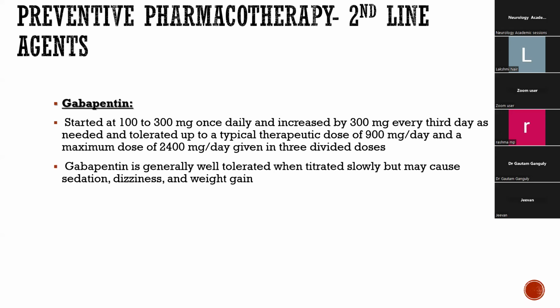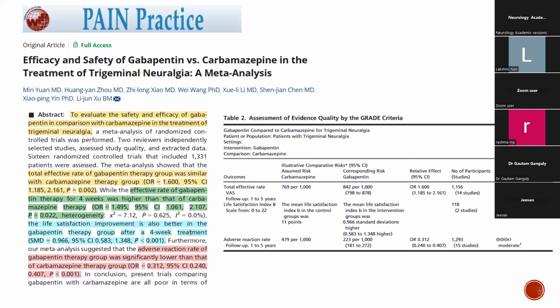So that should be started at 100 to 300 mg once daily and increased by 300 mg every third day as needed and tolerated, up to a typical therapeutic dose of 900 mg per day and a maximum dose of 2400 mg per day, which can be given in 3 divided doses. So gabapentin is usually a well tolerated drug, but when titrated quickly, may cause sedation, dizziness, as well as weight gain.